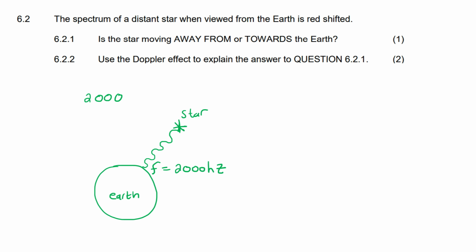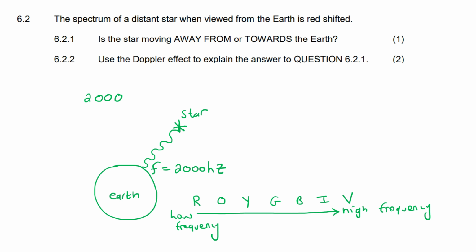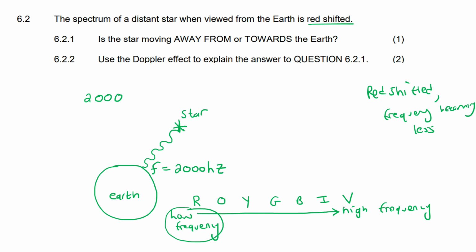Now what we need to quickly understand is red and blue. So we know that the spectrum of light that we have on planet Earth goes red, orange, yellow, green, blue, indigo, violet. And what we must remember is that violet is high frequency, whereas red is low frequency. As you go from red to violet, the frequency gets more and more. So if something is red shifted, it means the frequency is becoming lower. And if it was blue shifted, then the frequency is becoming more.